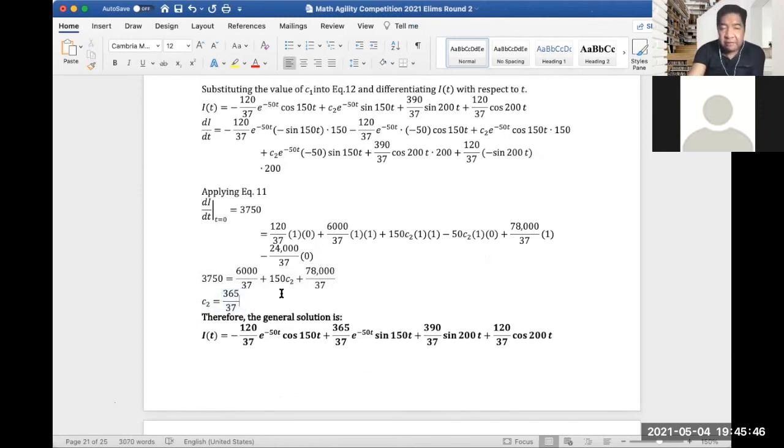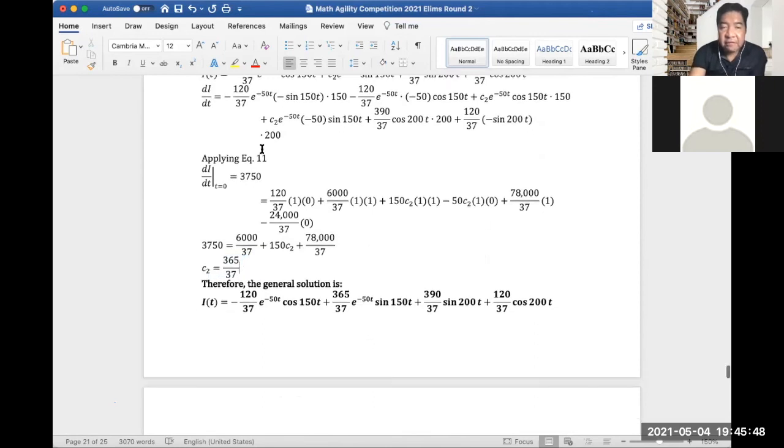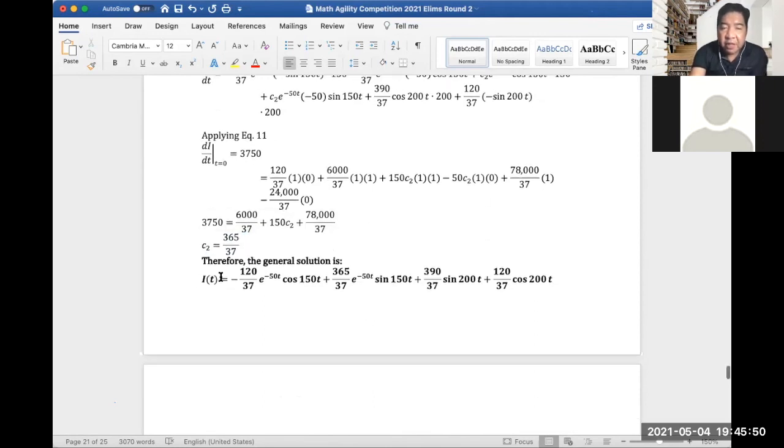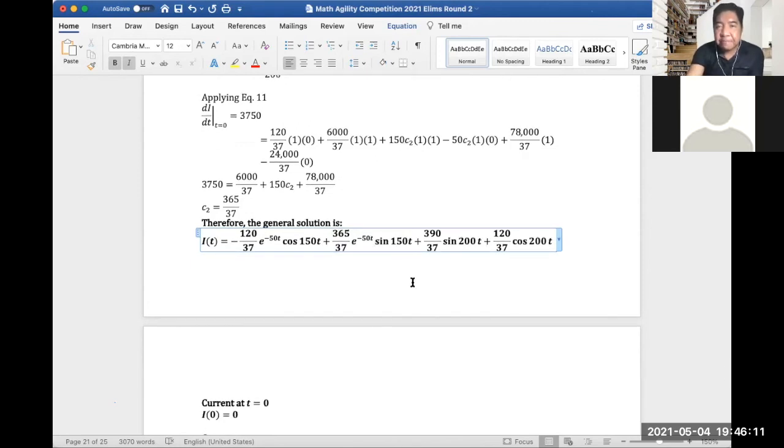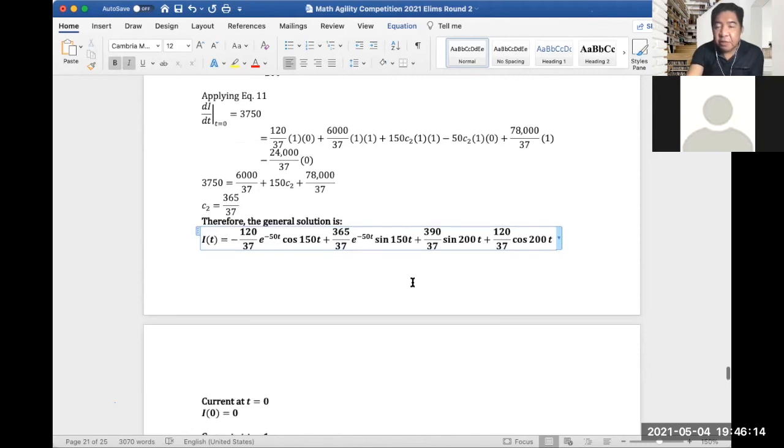So therefore, the general solution with the solved c1 and c2 is I of t equals negative 120 over 37 e to the negative 50t cosine of 150t, plus 365 over 37 e to the negative 50t sine 150t, plus 390 over 37 times sine 200t plus 120 over 37 cosine 200t.